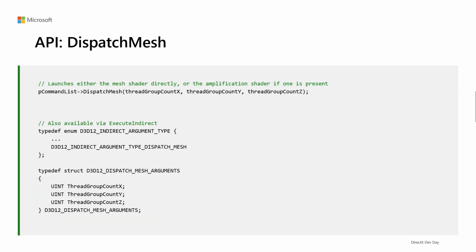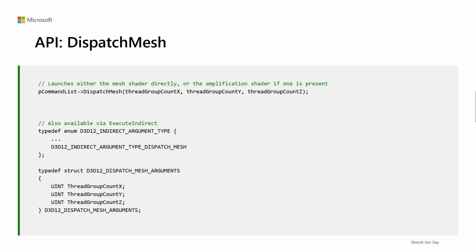Once I've done all of that, I can now actually call DispatchMesh, which is the way I launch a mesh shader. This is a peer that sits alongside the existing draw API. Today in D3D we have draw, we have dispatch, which dispatches a compute shader, and we have dispatch rays, which launches ray tracing. So DispatchMesh is a peer of those for mesh shader.